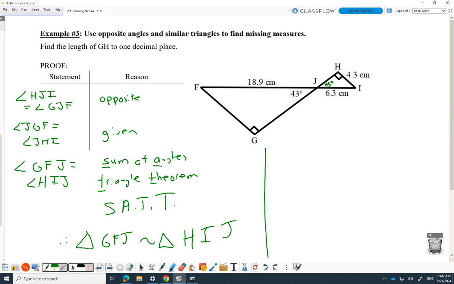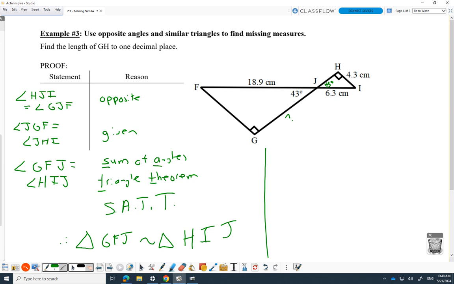GH. Goodness gracious. That's some serious stuff to get GH. So I'm not going after GH. I'm going to go after, this is a pretty massive math problem solving technique. I can't get GH. So I'll get what I can and see if that helps. I think I can get GJ. Yes? I'll go after GJ first. Then I'll go after JH. Yes?